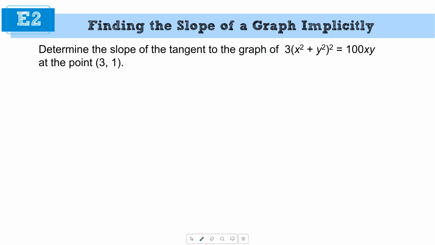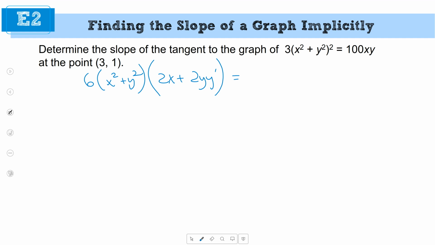Okie doke. 6 times x squared plus y squared raised to the first power times 2x plus y squared. Nope, I lied. Already I made a mistake. I'm going to slow down a little bit here. Bring the power down, reduce it by 1. Chain on the derivative, what's inside? 2y, y prime. That's better.